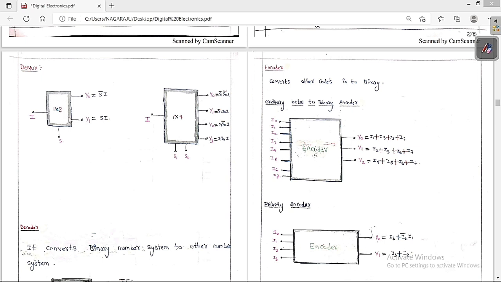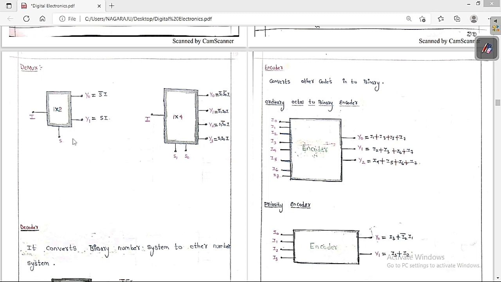So 1 cross 2 to the power of n means 2 to the power of n outputs we are going to get with only one input. The number of control inputs or select lines are n. So listen carefully. The number of inputs is only 1, the number of select lines is n, and the number of outputs is 2 to the power of n. So the general expression is 1 cross 2 to the power of n.